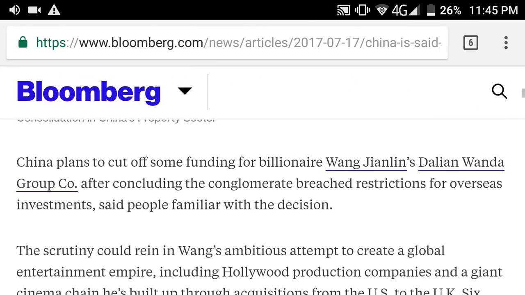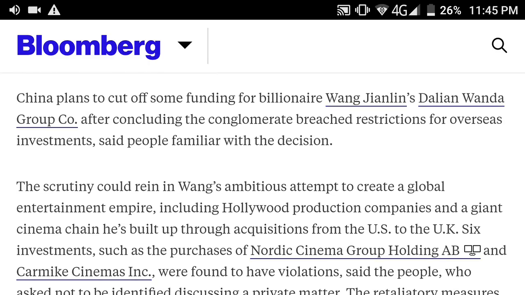This article out of Bloomberg is talking about the issue that's happening with China. And China has been buying media corporations in the US. And this has gone on for now quite some time. It has expanded. But in this article, and I believe it's good news, at least we're taking it at face value, China plans to cut off some funding for the billionaire here after concluding the conglomerate breached restrictions for overseas investments. So this is quite interesting, not just for this particular individual, this billionaire who's trying to buy up quite a bit of Hollywood, but it seems like it's taking a different turn.